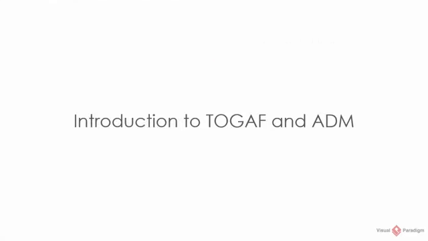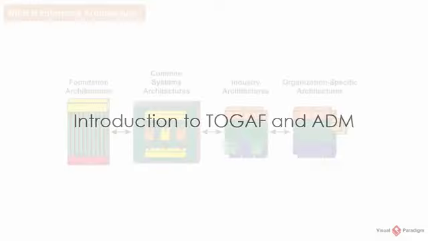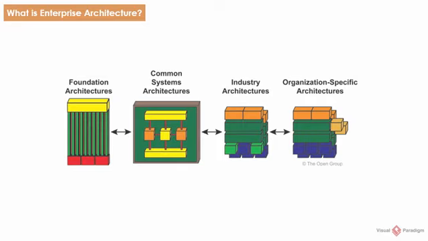What is TOGAF? Why do you need it? And what is ADM? Introduction to TOGAF and ADM. The figure here shows the architecture continuum. The architecture continuum illustrates how architectures are evolved across a continuum ranging from foundation architectures, such as the one provided by TOGAF, through common systems architectures and industry architectures, and to your own organization-specific architectures.